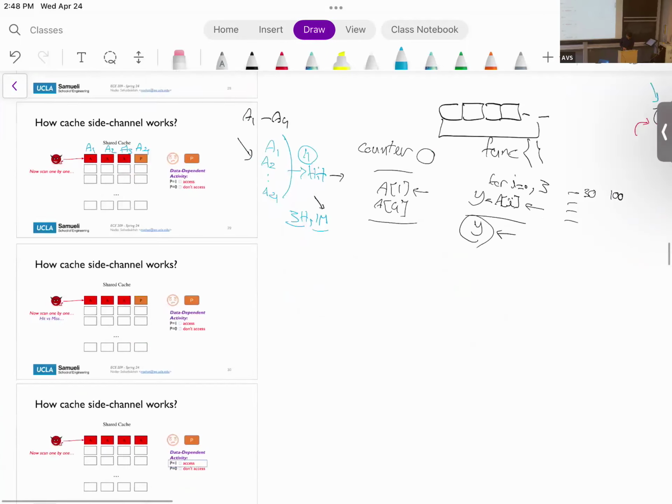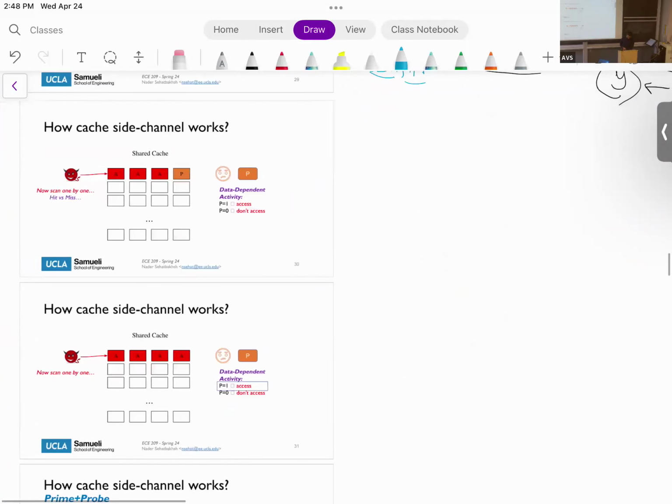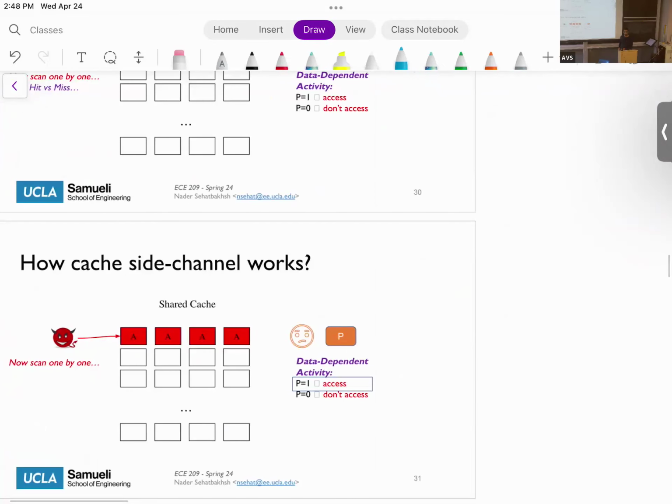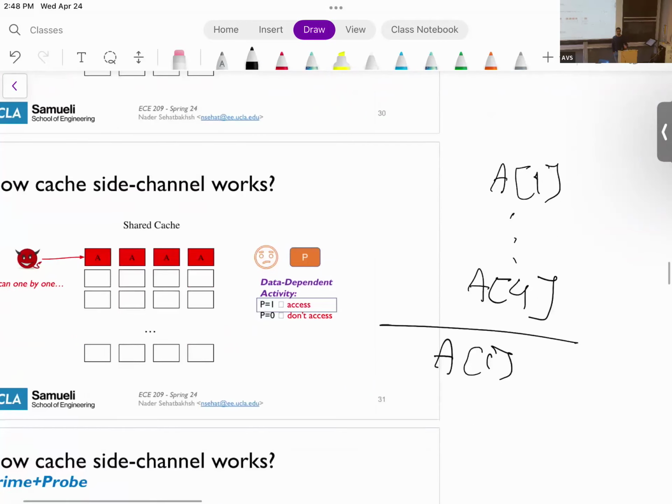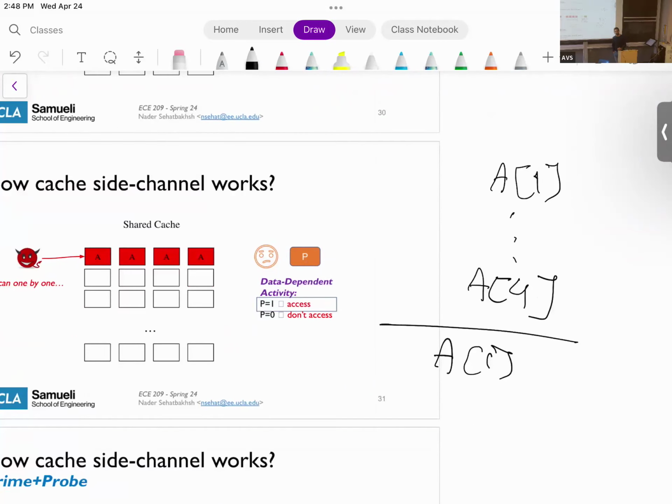How will you ensure that you are reading from the same cache line? You know the addresses. On the attacker side, you do A1 to A4, then you wait, and then you do A1 to A4 again. This means they all land in the same set, the same exact addresses over and over.